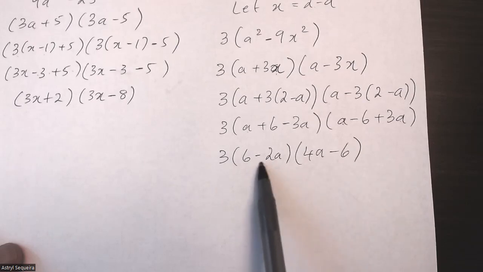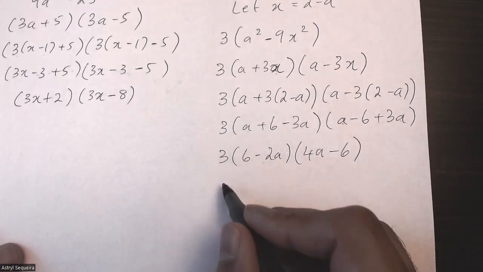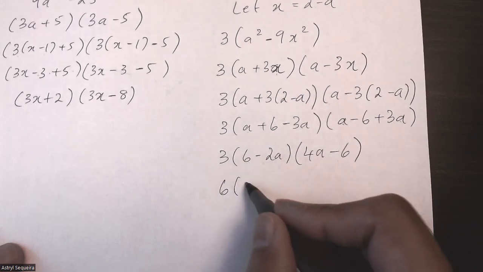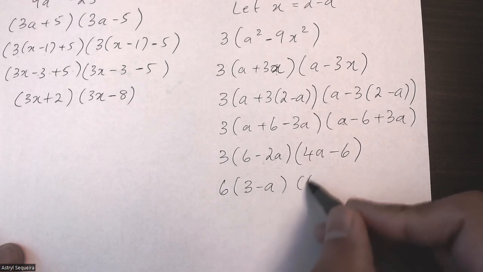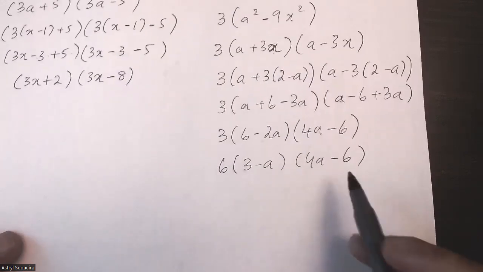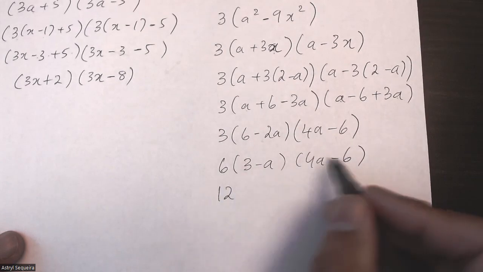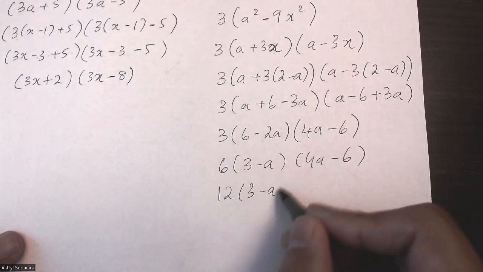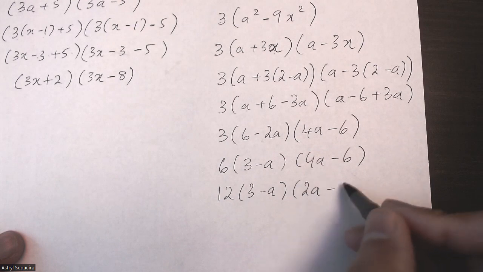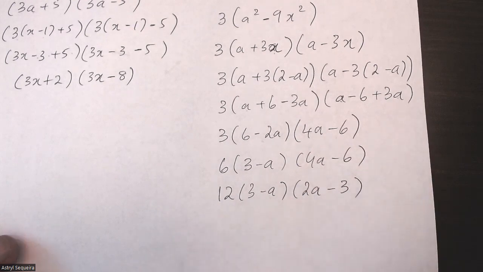I can common factor out a 2 from this bracket. So if I common factor out a 2, this becomes 6. This is going to become 3 minus a. Then I can common factor another 2 out of this bracket. So the front is going to become 12 because 6 times 2 is 12. And over here, I'm left with 2a minus 3. And now this is my final solution.